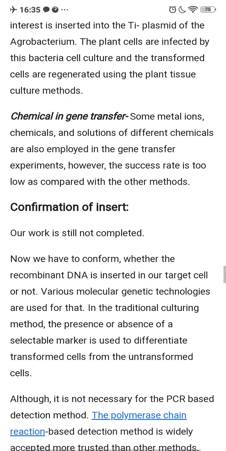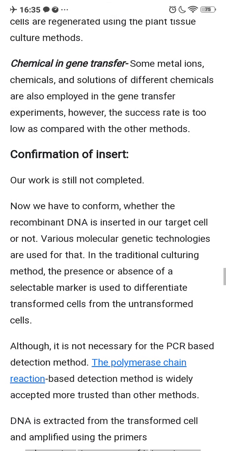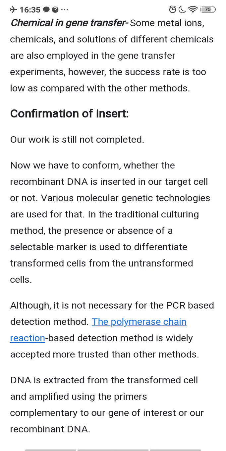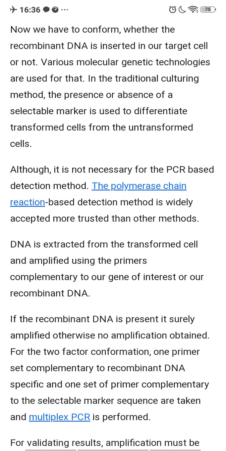Confirmation of insert. Our work is still not complete. Now we have to confirm whether the recombinant DNA is inserted in our target cell or not. Various molecular genetic technologies are used for that. In the traditional culturing method, the presence or absence of a selectable marker is used to differentiate transformed cells from the untransformed cells. The polymerase chain reaction based detection method is widely accepted, more trusted than other methods.